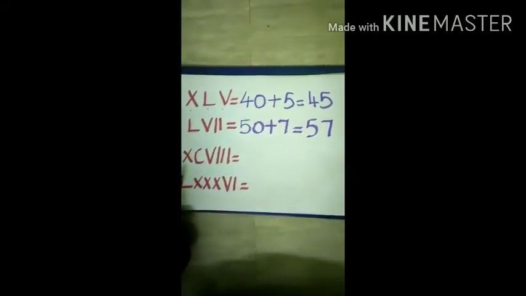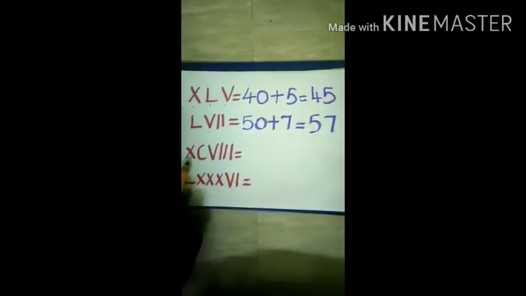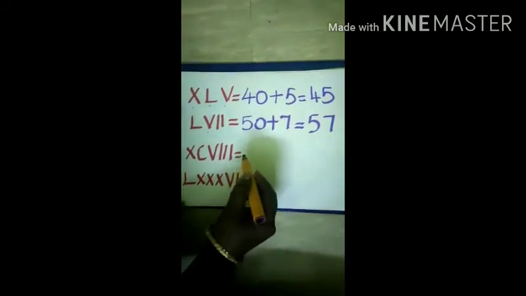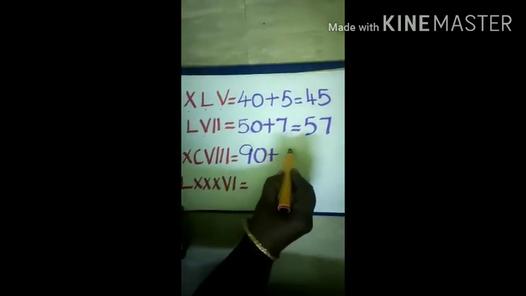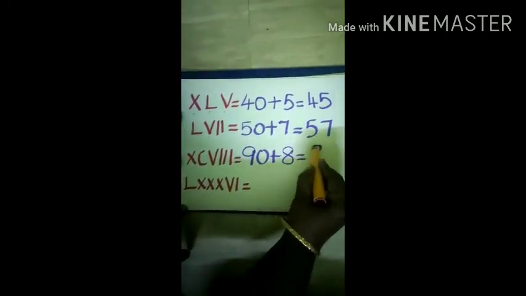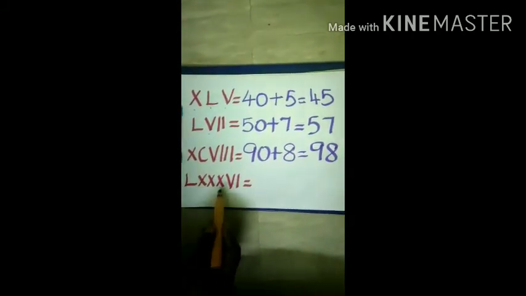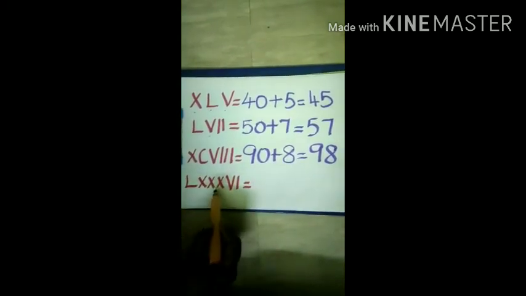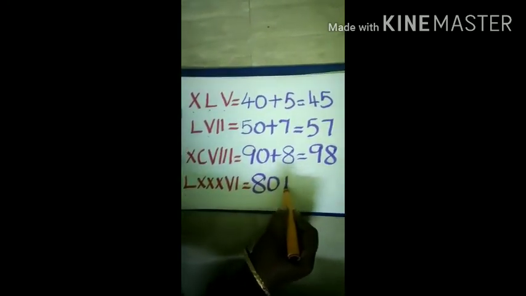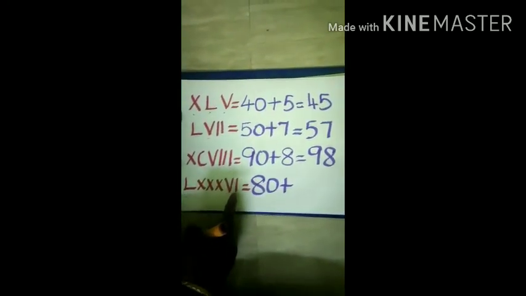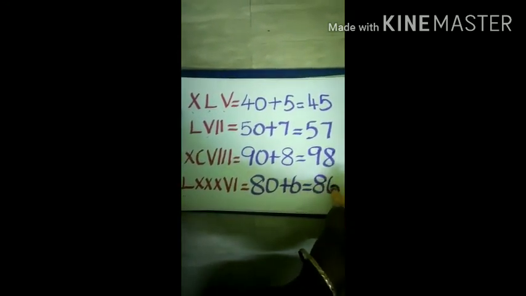Got it, children? Third one, XC, and VIII. What is the value of XC? It is 90. So 90 plus, you have to add this 8. 90 plus 8 is equal to 98. Now the next one, L triple X and VI. We know that the value of L triple X is 80. So write 80 plus, and what is the value of VI? It is 6. So 80 plus 6, it is 86.